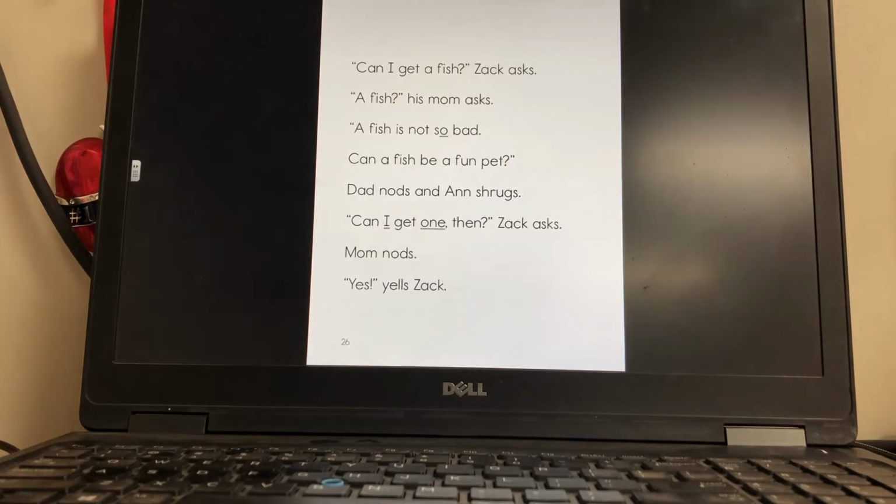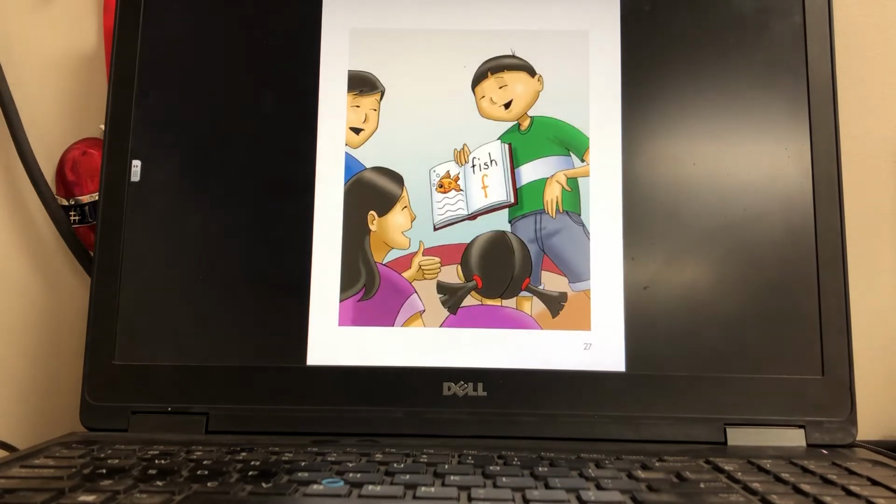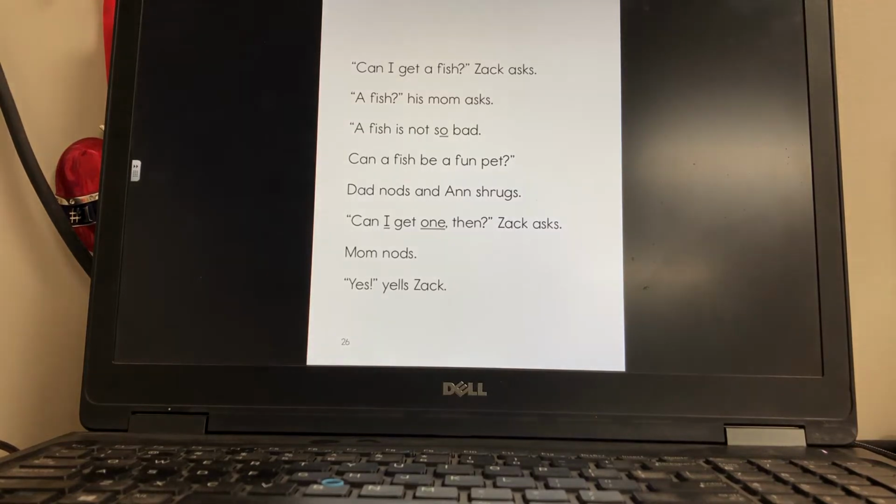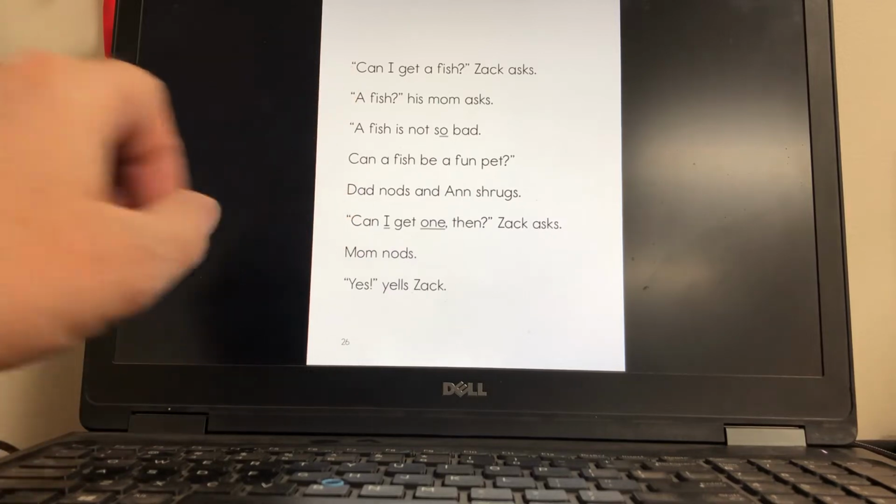What's he going for now? Oh. What's he asking for this time? Fish. I got a good feeling about that one. We can't see how Anne is reacting, but look at Zack's mom. She's got a smile on her face. She's holding her thumb up. Look at Zack's dad. He is happy. I got a good feeling about him getting a fish. Maybe he'll call him Mr. Bob.